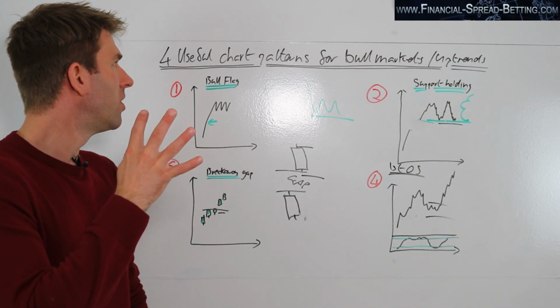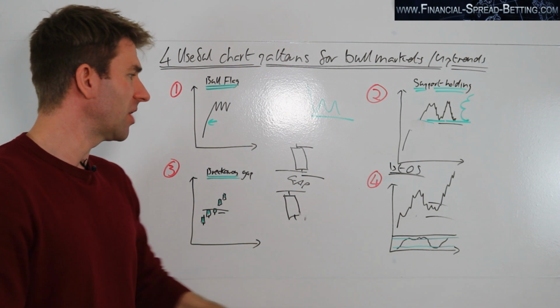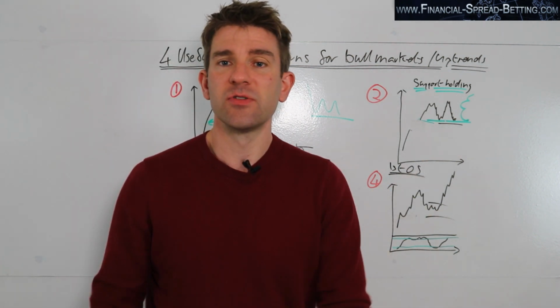So 4 useful chart patterns, guys, for bull markets or uptrends: your bull flag, your support holding, your breakaway gap, and your first oversold. Take care, keep it managed.